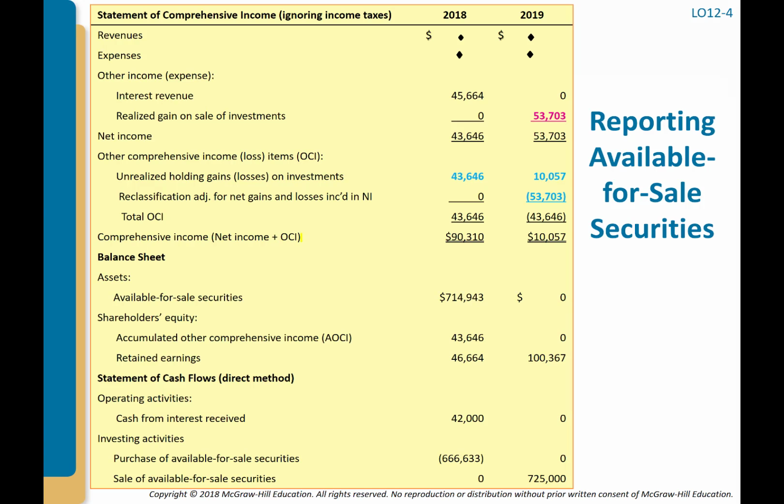Okay, so when will it hit retained earnings? When we sell it. When we sell the security, it will hit retained earnings because we will do the reclassification adjustment. That's that debit for the reclassification adjustment. That takes it out of other comprehensive income. So now when we do the closing entries and we close that reclassification adjustment account, we'll close it to accumulated other comprehensive income. That'll bring it down to 0, which is where we want it to be. So we don't have any more because we sold the security.